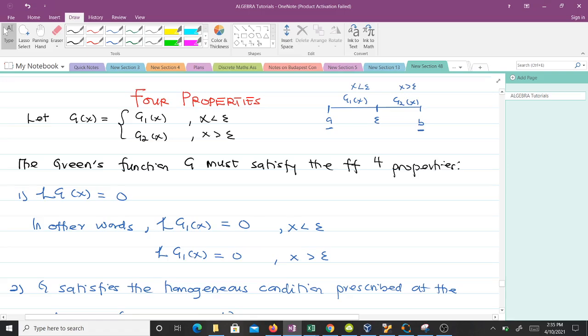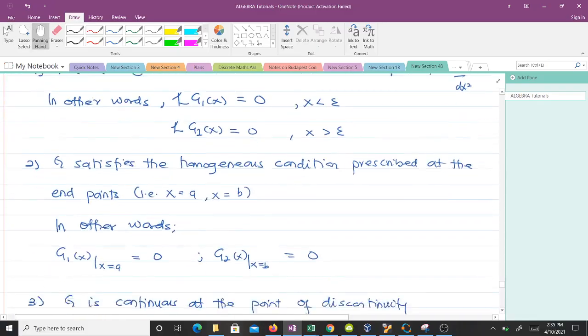The first property is that the operator on g of x should give us 0. In other words, the operator on g1 of x should be 0, and the operator on g2 of x should also be 0 in their ranges. When we have a second order differential equation, our operator is the second derivative.